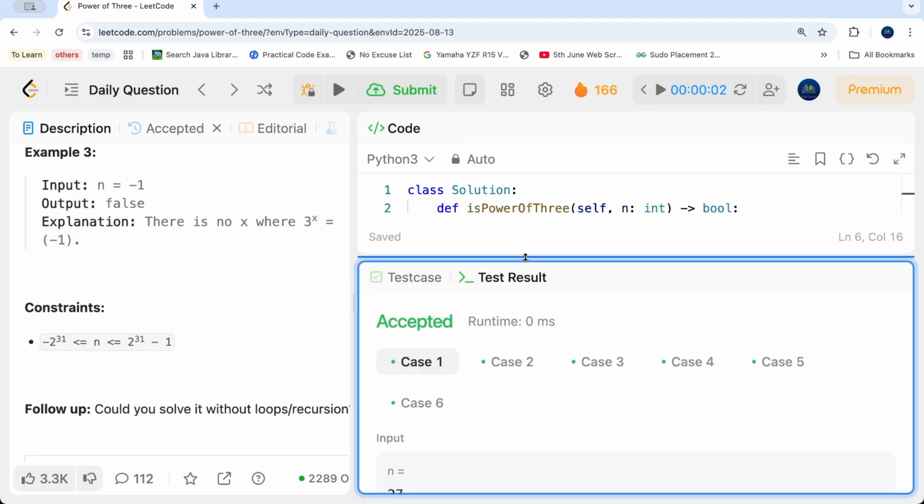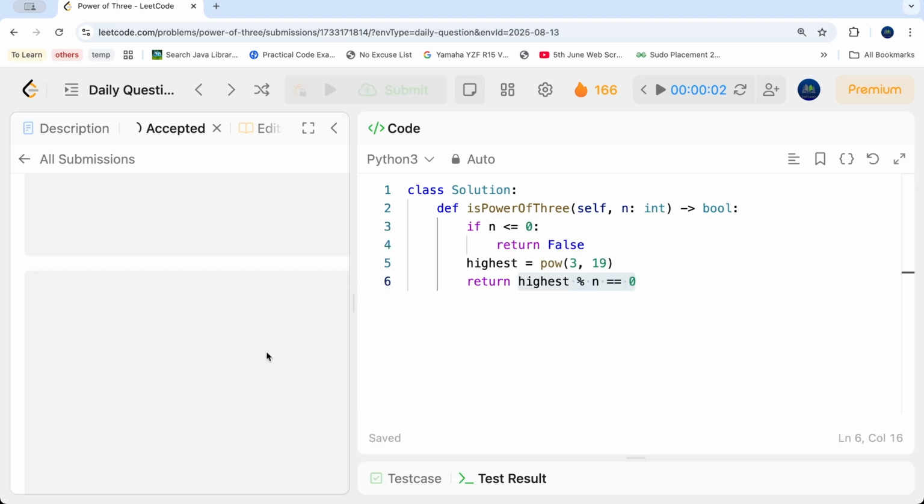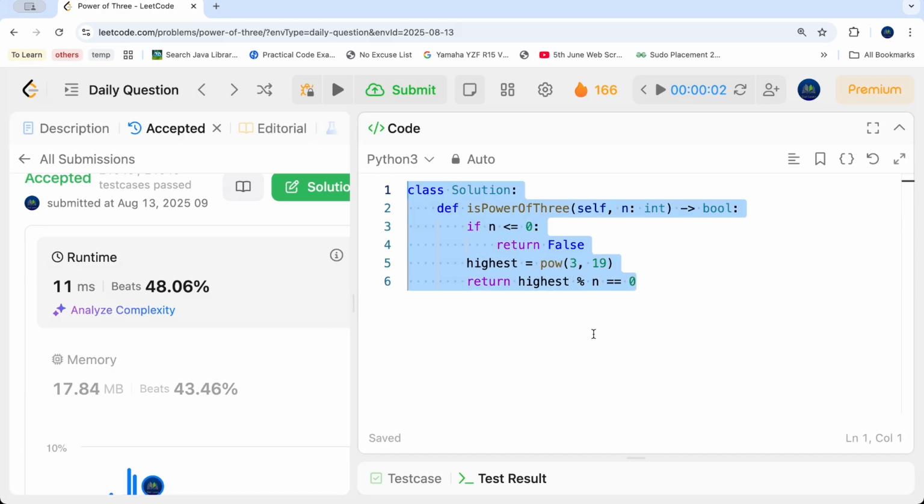And if I run the sample test cases, all pass. If I submit this, it is going to pass all the test cases. You can see the runtime is fine and the memory used is fine as well. So we are able to solve this particular problem without any loop or recursion.